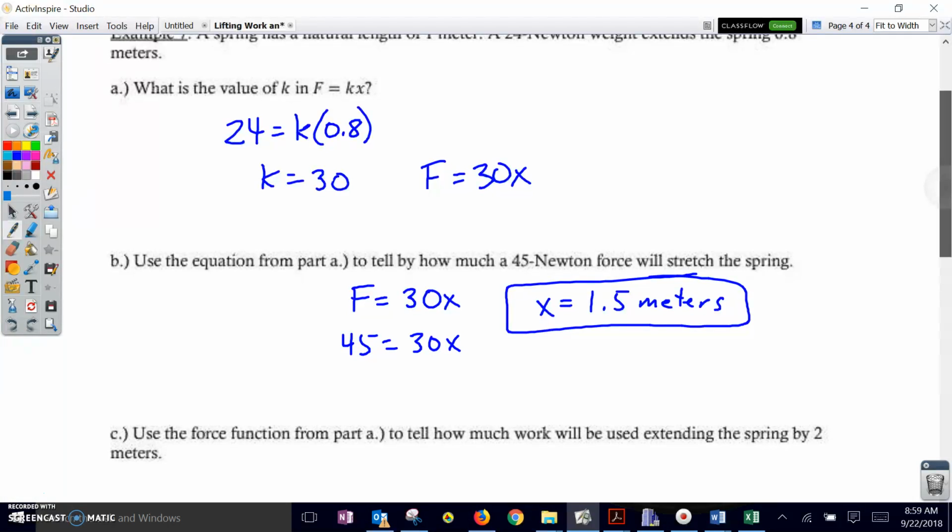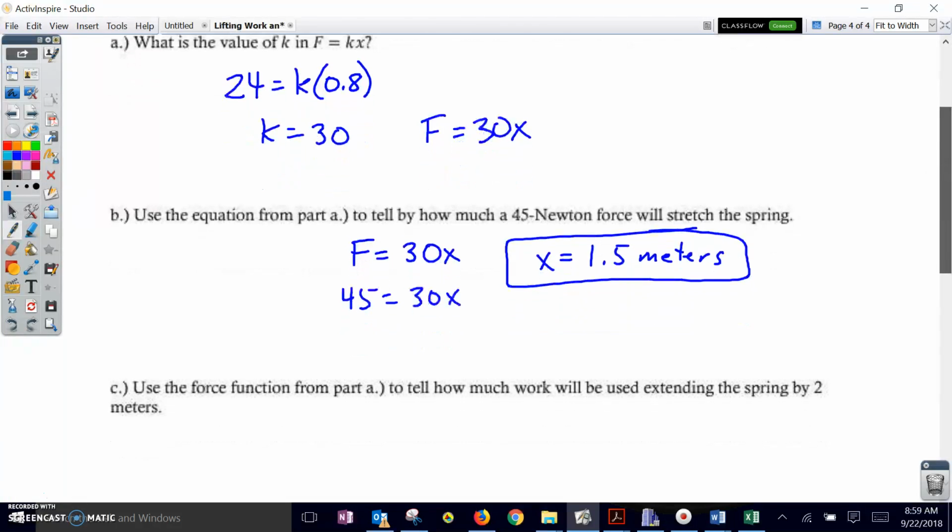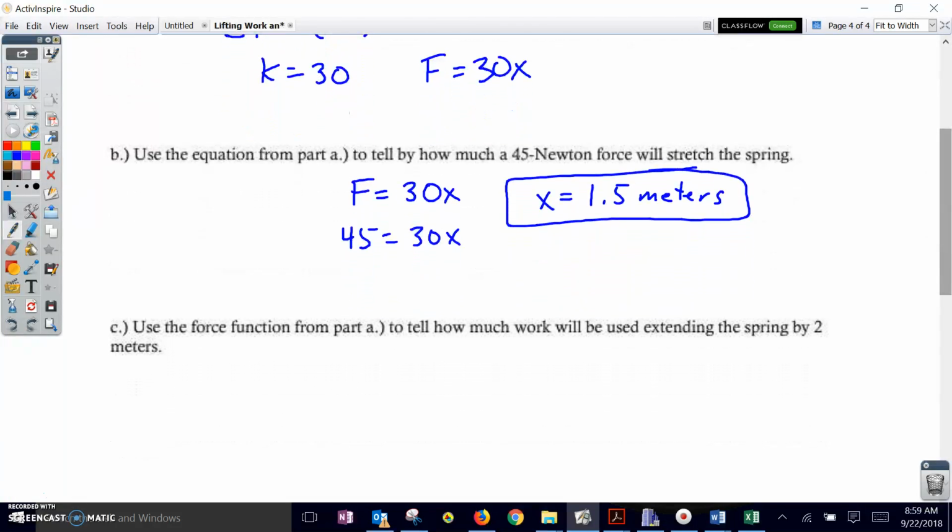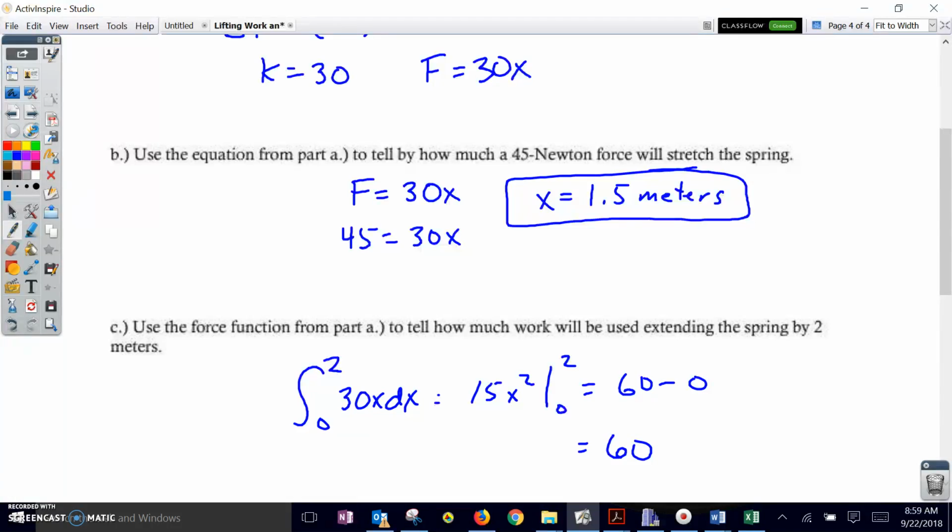Use the force function from part A to tell how much work will be used extending the spring by 2 meters. So we'll take our force equation and we'll go from natural length to 2 meters beyond natural. That's going to be 60. And our units in this case, since we're talking about newtons and meters, are going to be Newton meters.